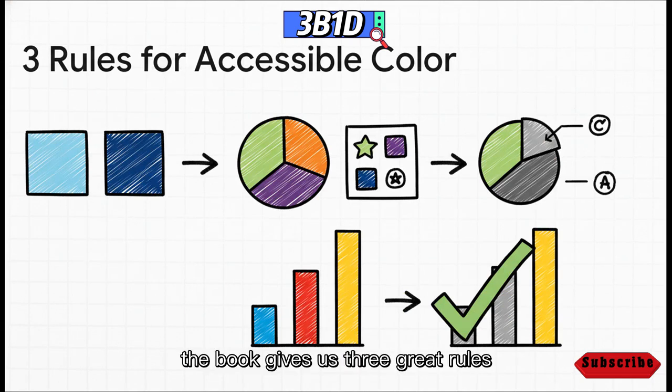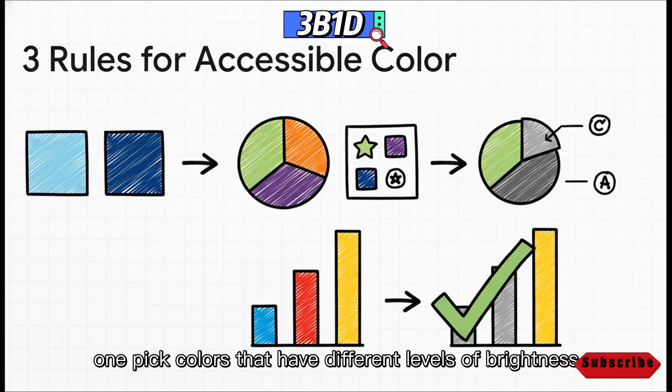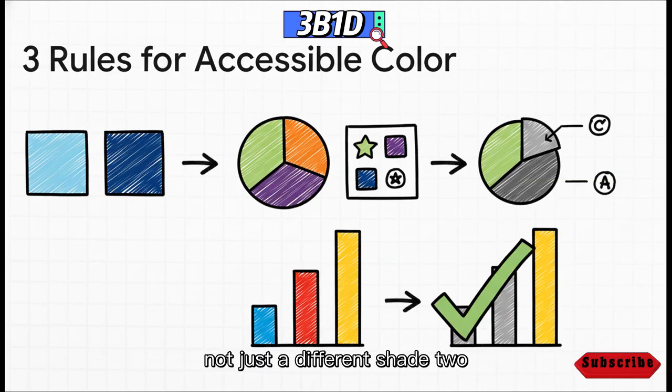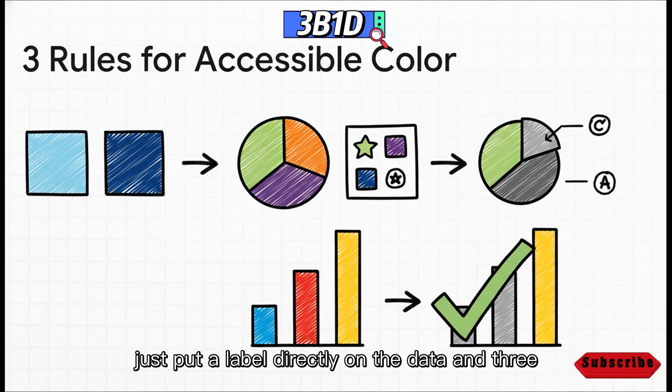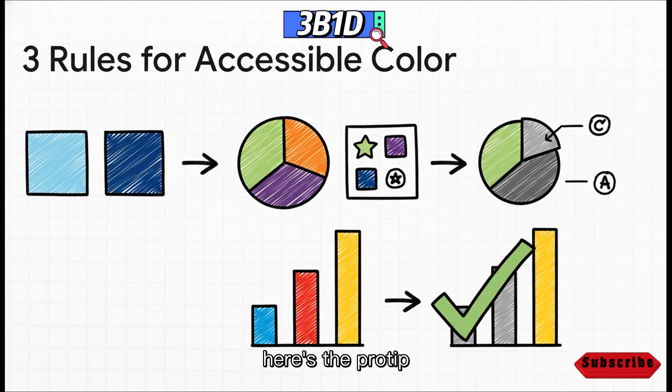The book gives us 3 great rules. 1, Pick colors that have different levels of brightness, not just a different shade. 2. If you're ever in doubt, just put a label directly on the data. And 3, here's the pro tip. When you think you're done, check your chart in grayscale. If you can still tell everything apart, you've nailed it.